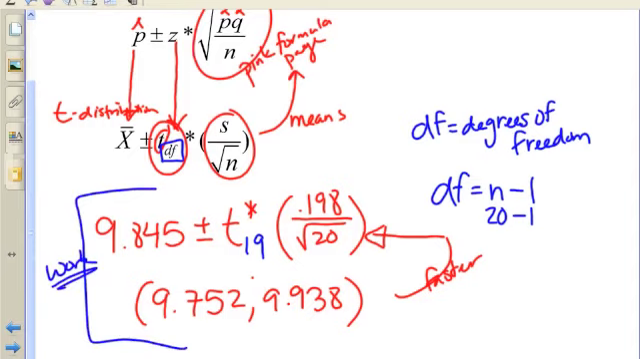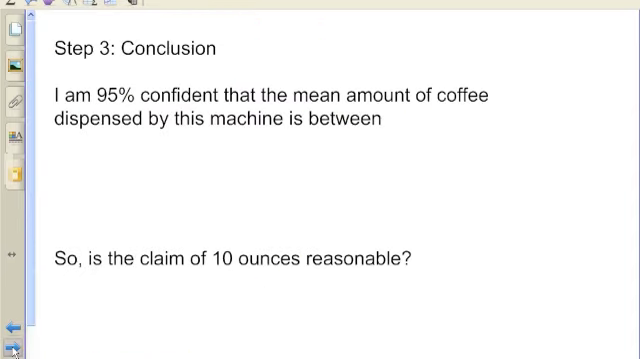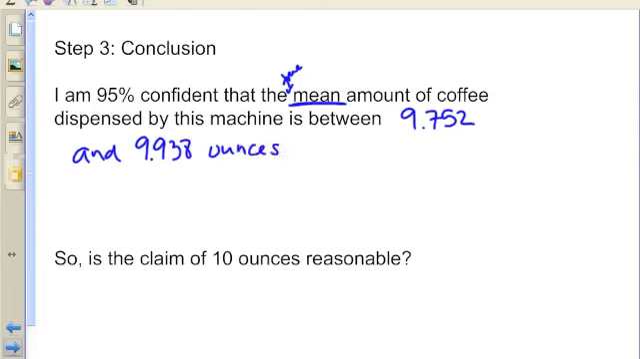It's pretty cool. All right, the last step is our conclusion. Notice this is very similar to what we did in Unit 5. I am 95% confident that I could put in the word true right here. Instead of proportion, I said mean, because now we're talking about means. The mean amount of coffee dispensed by this machine is between, and then I just pull out the numbers from my answer, 9.752 and 9.938, and that's in ounces. Unit of measure is going to be important.